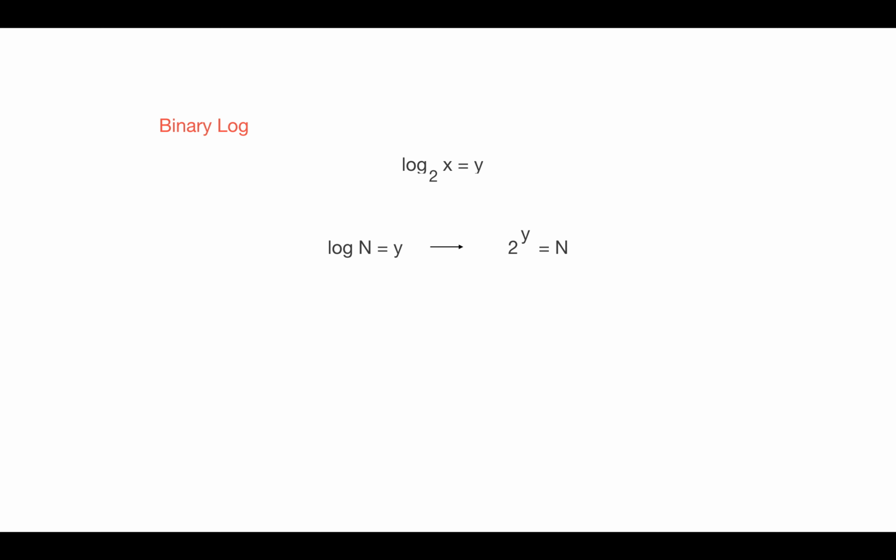And that means log 4 would be 2 because 4 is 2 raised to the power 2. Log 8 will be 3 because 8 is 2 raised to the power 3. And log 16 will be 4 because it's 2 raised to the power 4. So look at the growth in n here. We are doubling n, but the binary log of these is increasing by just a tiny amount, which is 1, as we have 2, 3 and 4 here.